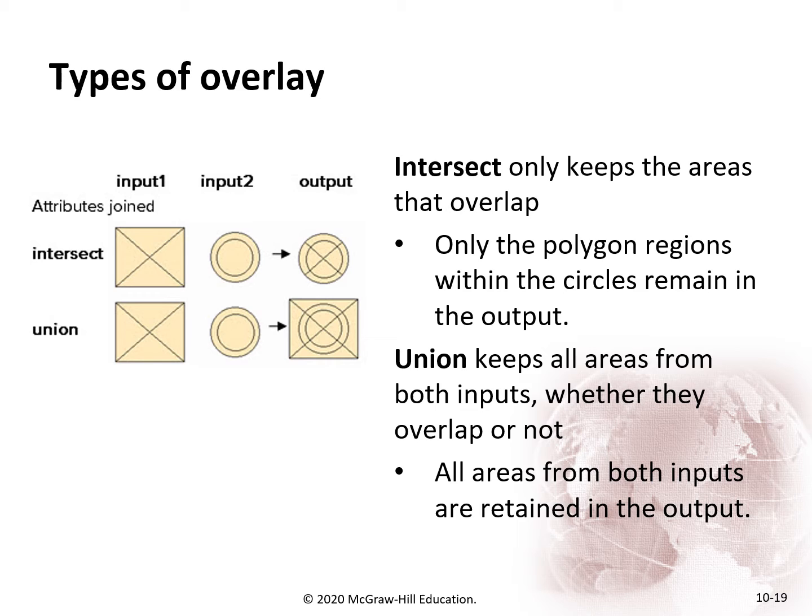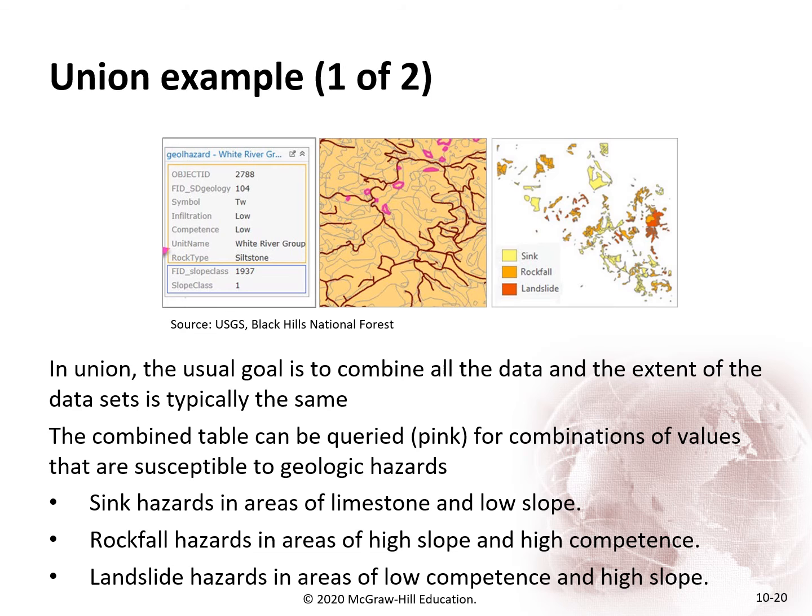Union keeps everything from both inputs, whether they overlap or not. Not all areas in both inputs are retained in the output. All areas are retained. So you get everything. So in union, the usual goal is to combine all the data and the extent of the data sets is typically the same. The combined table can be queried. You can look for combinations of values and things like that.